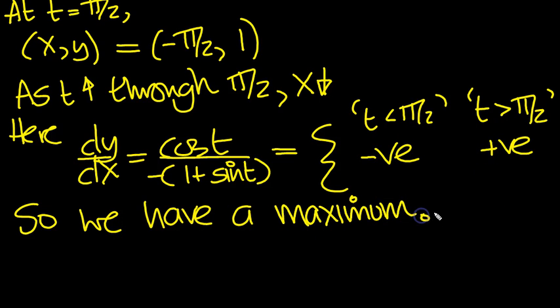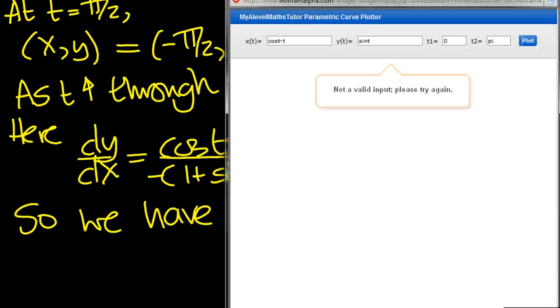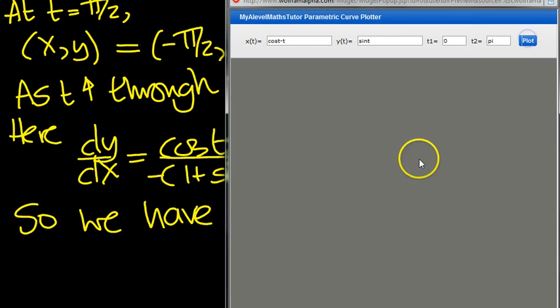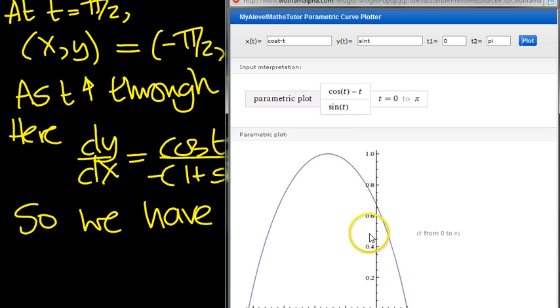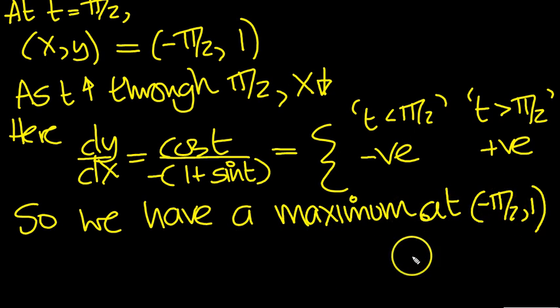Okay, so we have a max at the point minus pi over 2 and 1. So we need to confirm that. Let's get our parametric plotter out, just to verify we're okay with that. So I've typed in all the entries here, cos t minus t, sine t, go from 0 to pi, and let's see if we get our max. Here we go, here it is, and the value was minus pi over 2, 1. We have a max. Yep, that's fine.